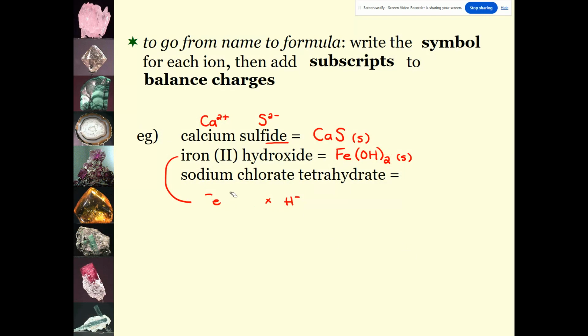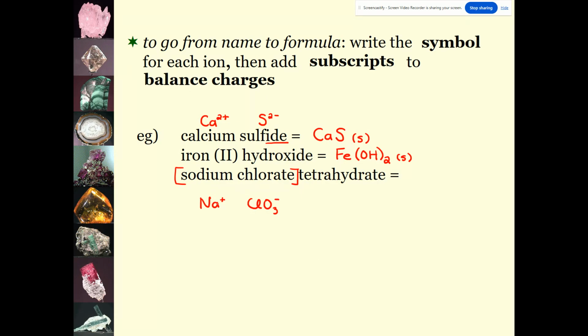Okay? And then the next one we have sodium chlorate. This is a hydrated compound, and I always just ignore the hydrate part and just focus on the compound part to start. Sodium is Na, and it has a 1+ charge. Chlorate. This is not chloride. If it was chloride, it would be the chlorine ion. This is chlorate. That's the polyatomic ion of ClO3 with a -1 charge.